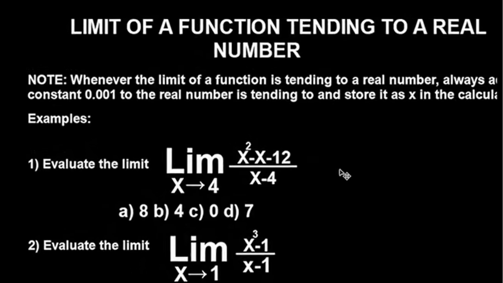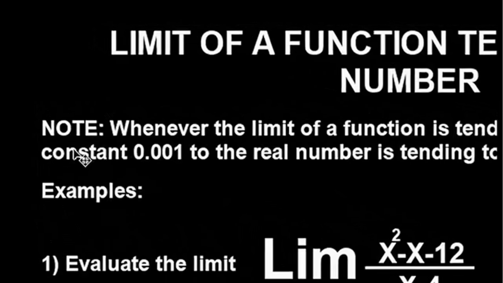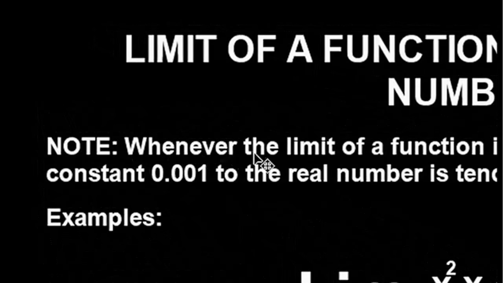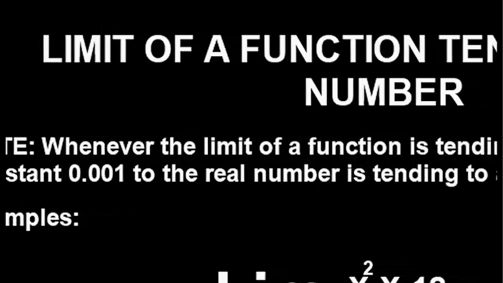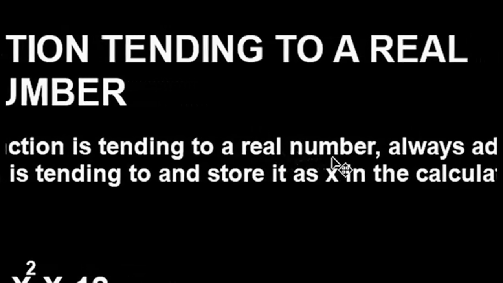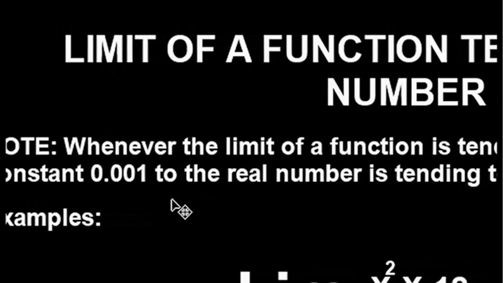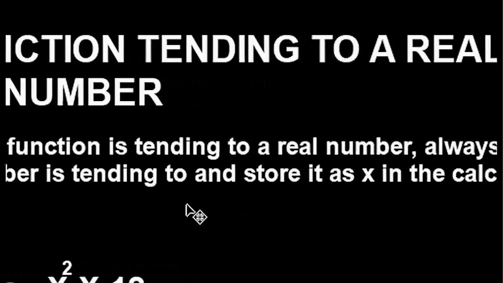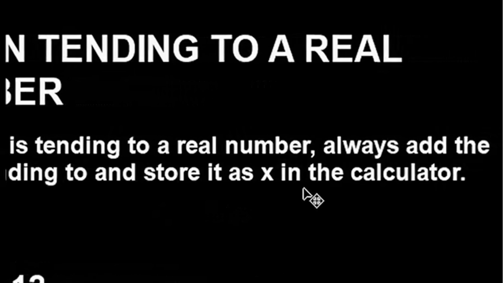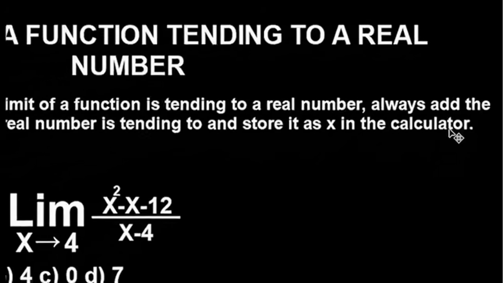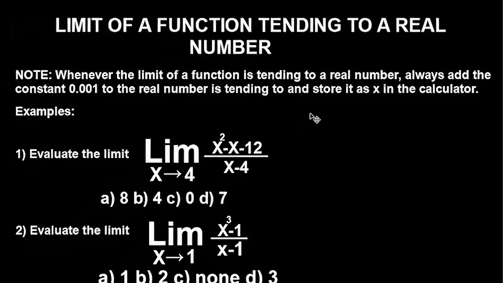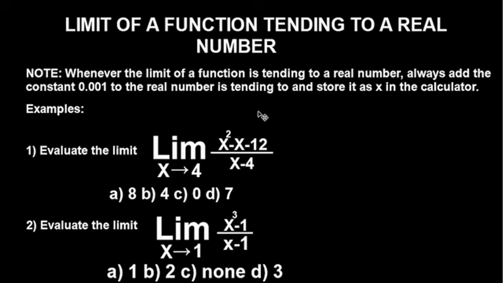Okay, let's begin. Now note that whenever the limit of a function is tending to a real number, always add the constant 0.001 to the real number it is tending to and store it as x in the calculator. Very, very important. So take note of this point. Okay, let's look at the examples I have here and solve them together.